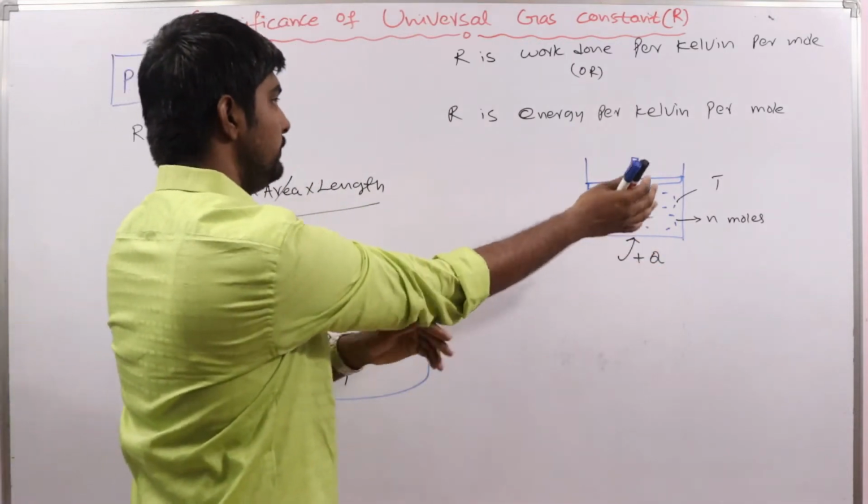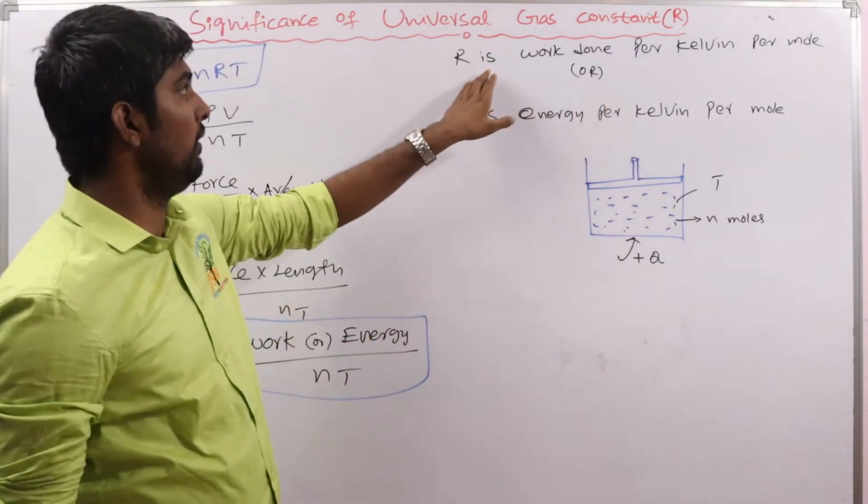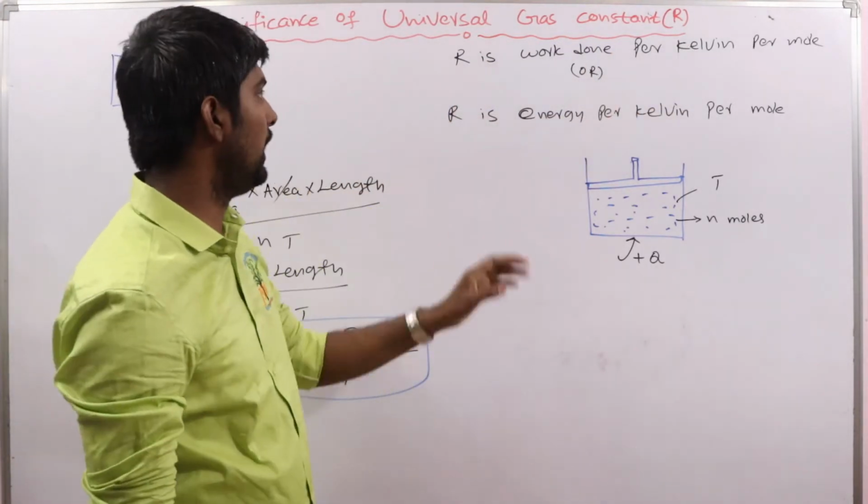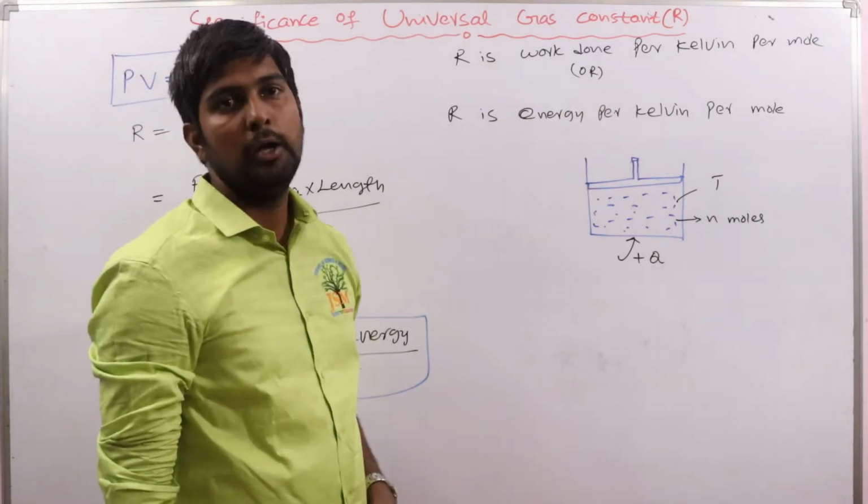Now what is the definition for R? R is work done per Kelvin per mole. R is energy per Kelvin per mole.